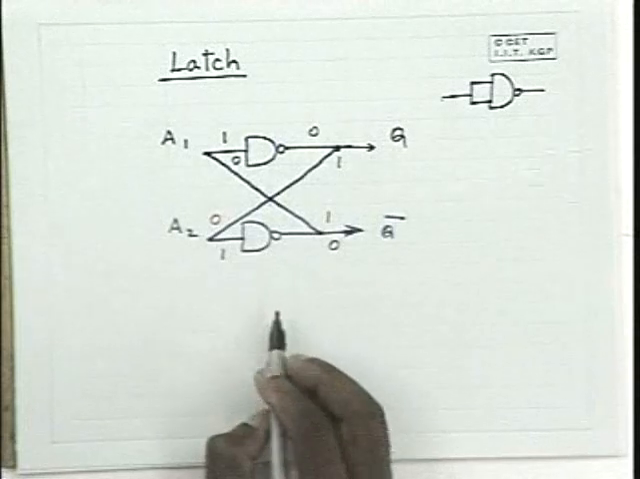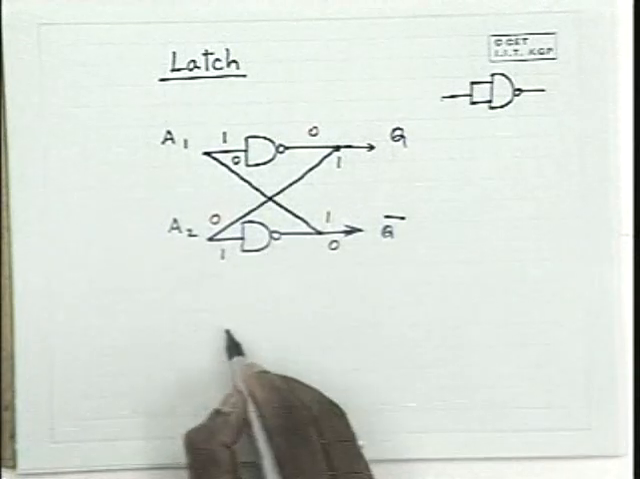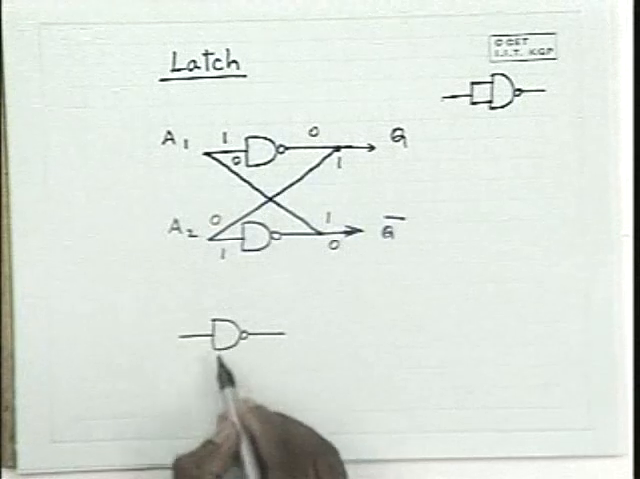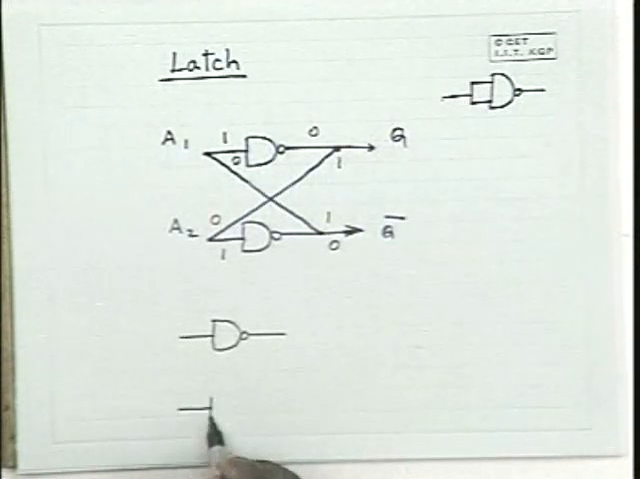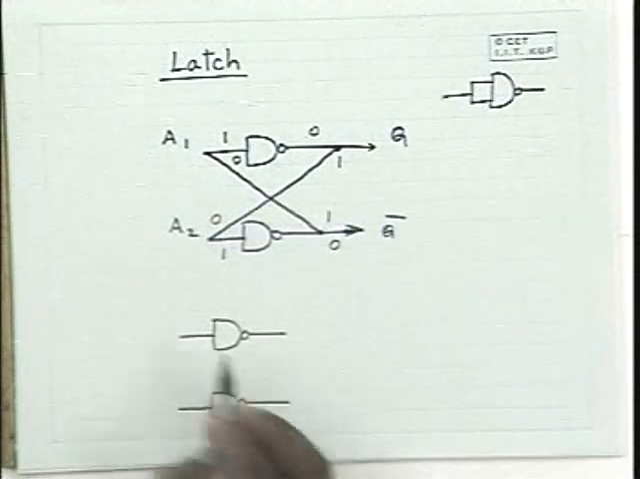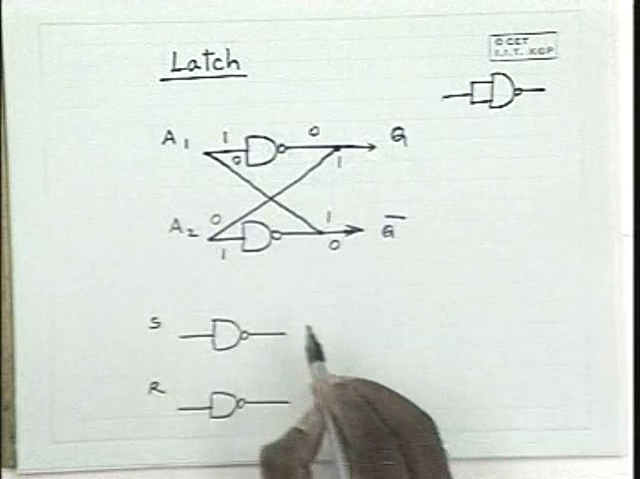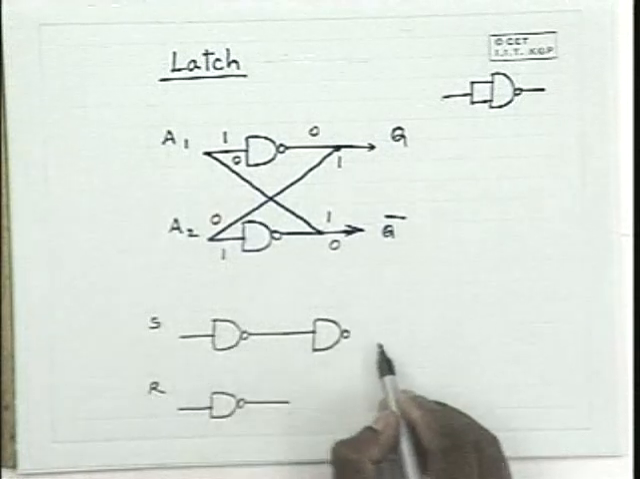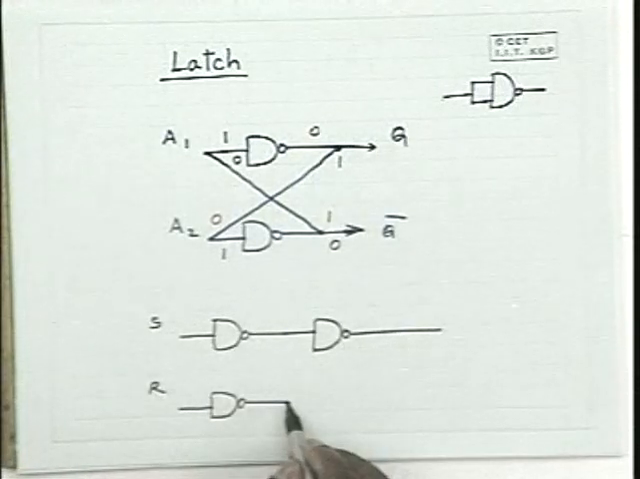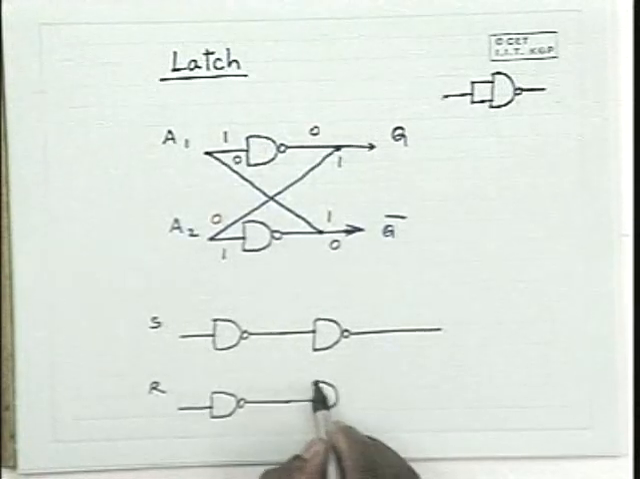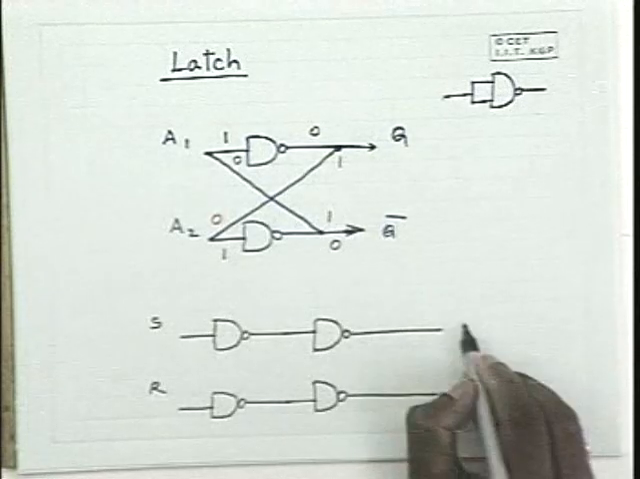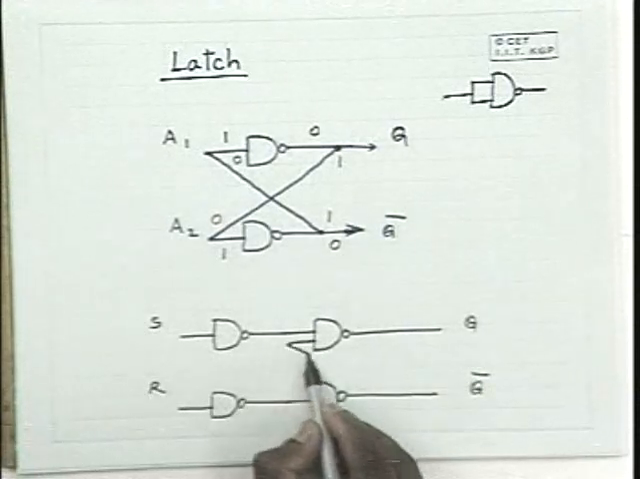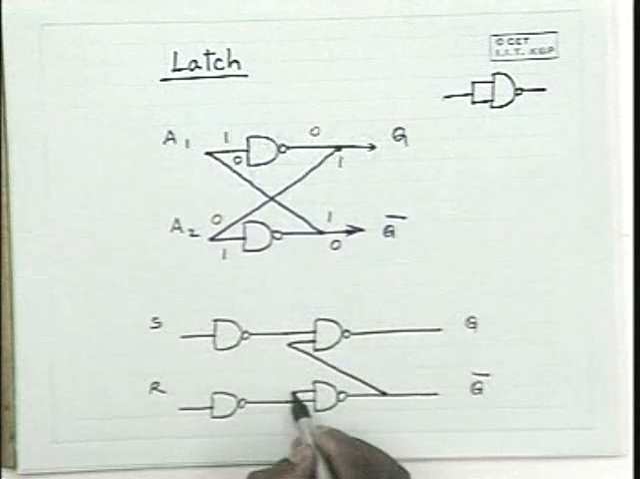Now, if I apply some control to the input and use another NOT gate at its input, using NAND gates like this, with this as the set input and this the reset input, and here I use a two input NAND gate like this, and here also a two input NAND gate like this. This one becomes my Q and this one becomes Q bar, and let me apply an input like this.